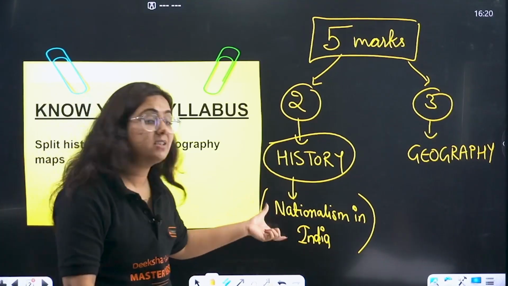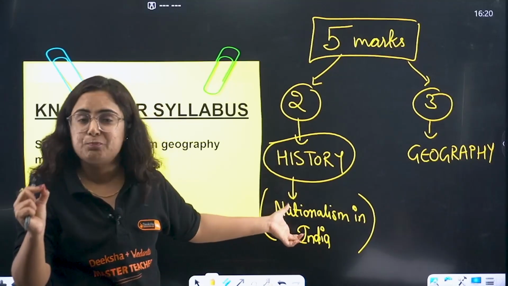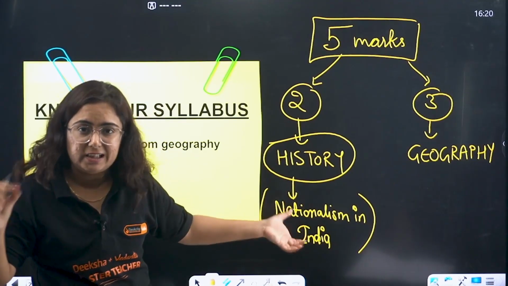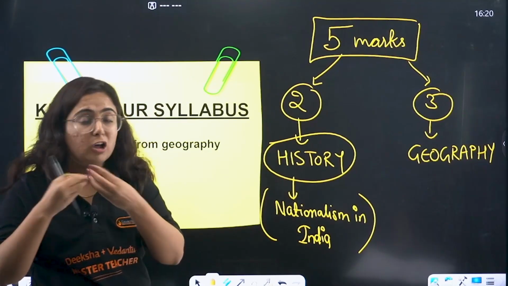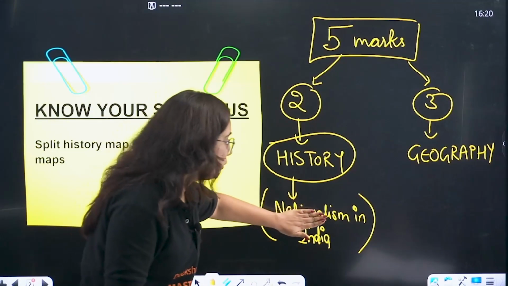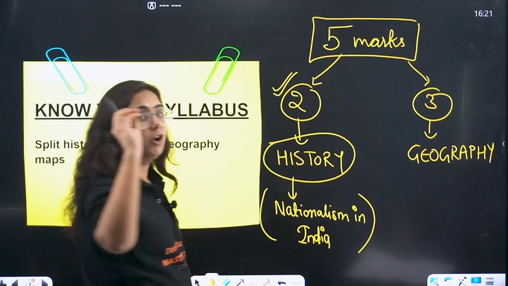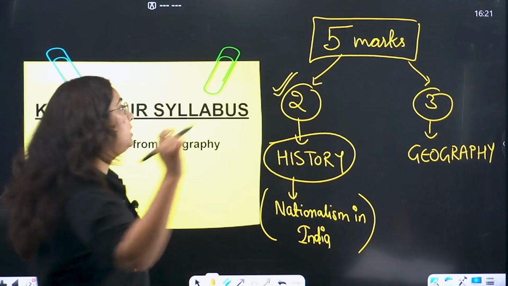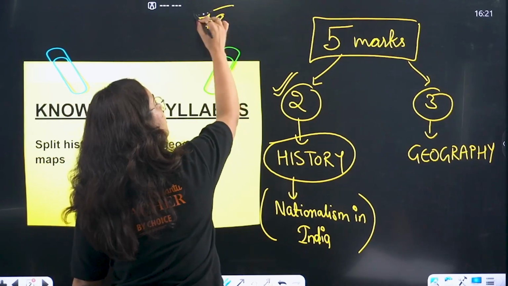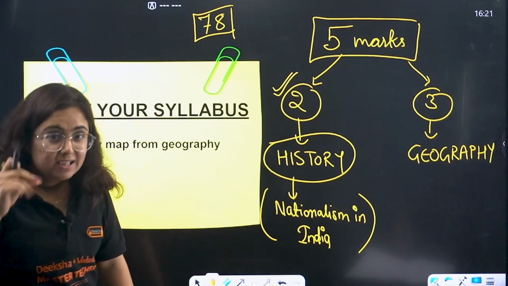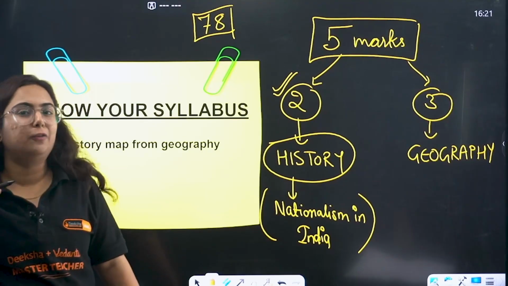Beta, this is just a single day task of half an hour, not more than half an hour. You just need to go see the syllabus and grab your 2 marks for your SST paper. Now you have to fight only for how many marks? 78 marks. This is the softest target we did the first try.